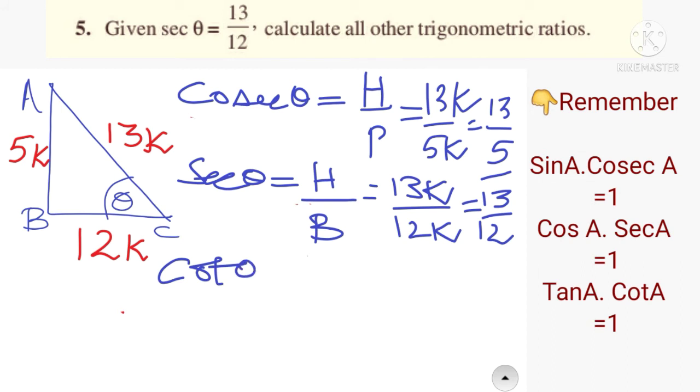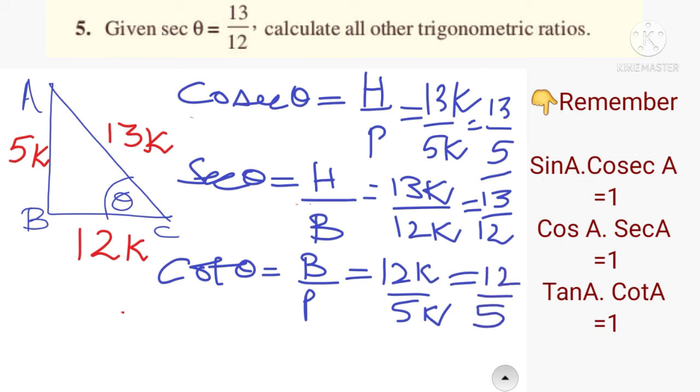Value of cot theta will be the reciprocal of tangent theta, so its formula is base upon perpendicular. So 12k upon 5k, that is 12 upon 5, or you can directly write the reciprocal of tangent. Tangent was 5 by 12, so the reciprocal of tangent is 12 by 5. Hence we can write all the 6 trigonometric ratios. I again say, if this is the angle theta, then the line joining the angle theta to the 90 degree becomes base, and the opposite side becomes perpendicular. Hypotenuse is of course fixed.